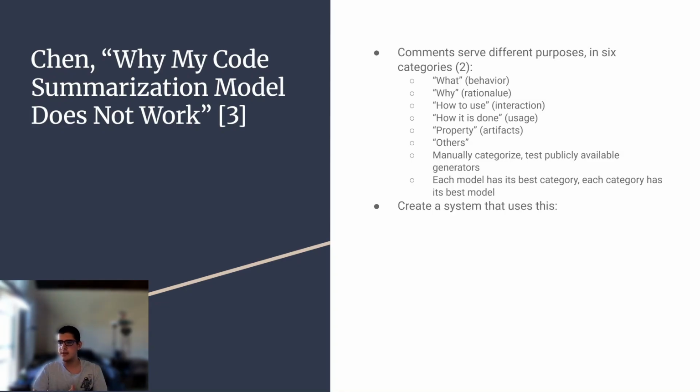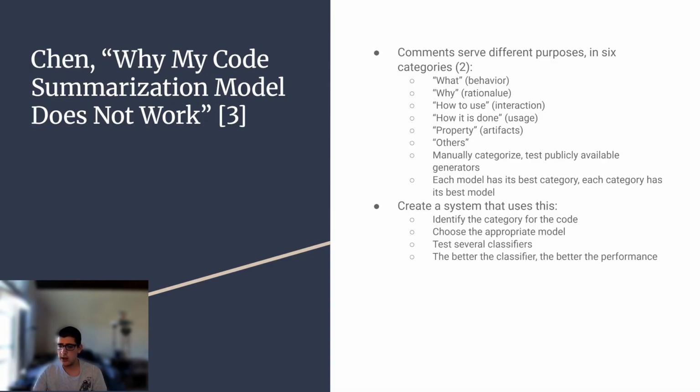Because of that, they see that we should have each model write a comment based on when it's the best. So they first identify what category might be appropriate for this piece of code, and they then choose the appropriate model and have that model generate the comment. They then look at a few different ways to classify what is the type of the comment, and what they found is that the more accurate the classifier was when compared to the manual classification, the better the overall method was. And as long as the classifier was good enough, it was an overall improvement compared to the individual model.